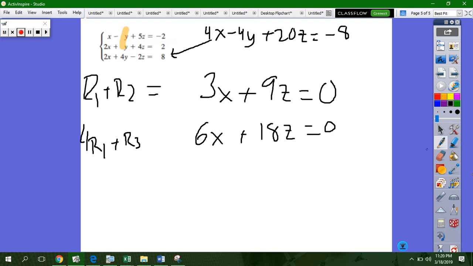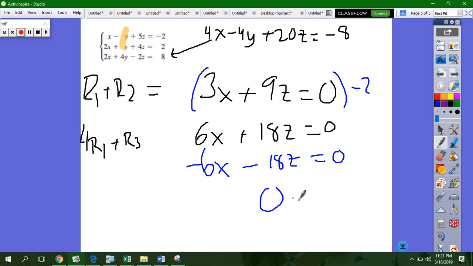So this is just exactly like we did last time, a system of equations of 2 by 2 with elimination. I'm going to go ahead and multiply the top row right here by -2. Here's what I get. I get -6x minus 18z equals 0. When I go ahead and add them, I get 0 equals 0. Because of this, this is infinite solutions.